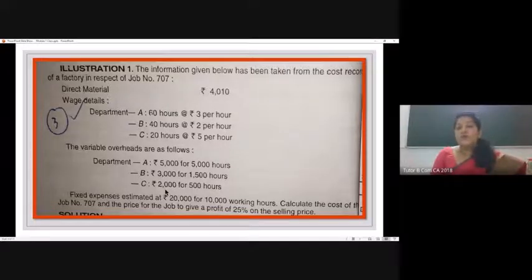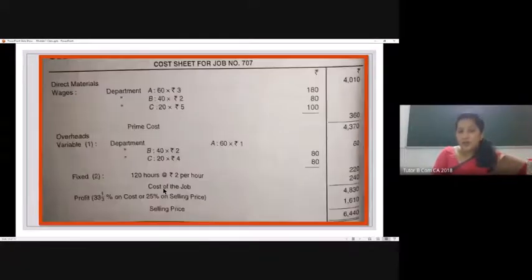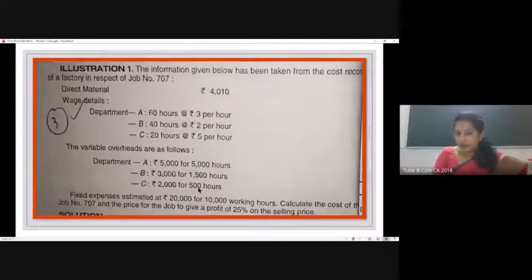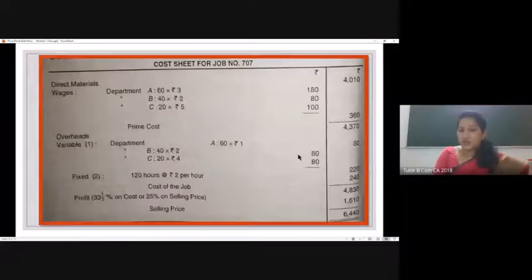Same thing we will do for C. That's why we have done 20 into 4, because 2,000 by 500, so it is 4 per hour. So naturally, 20 hours at 4 per hour, so 20 into 4. The total of that, 60 plus 80 plus 80, is taken to the external column.